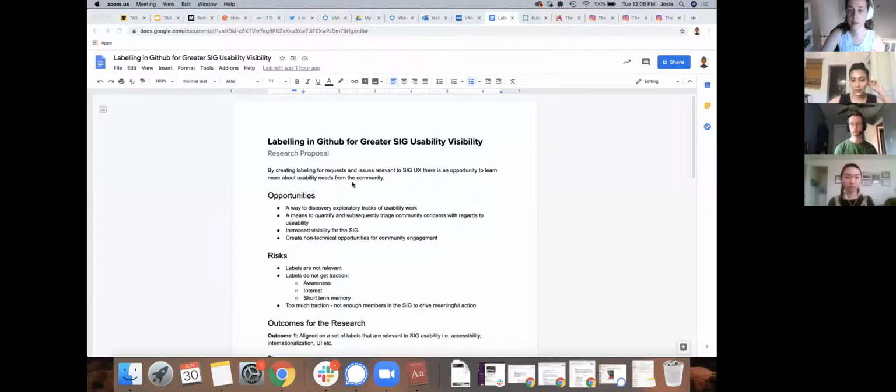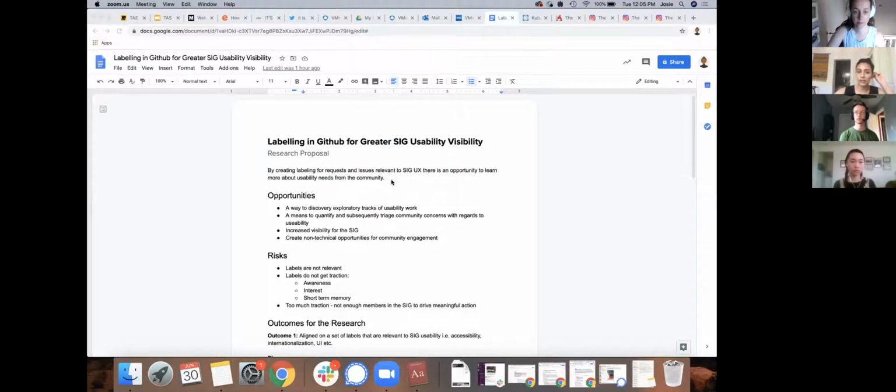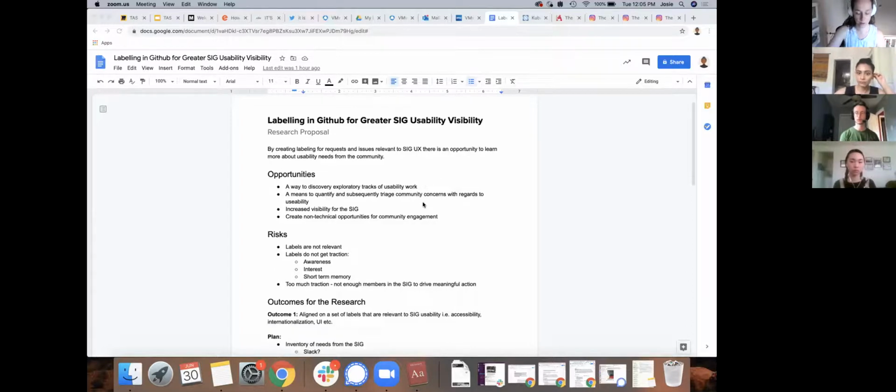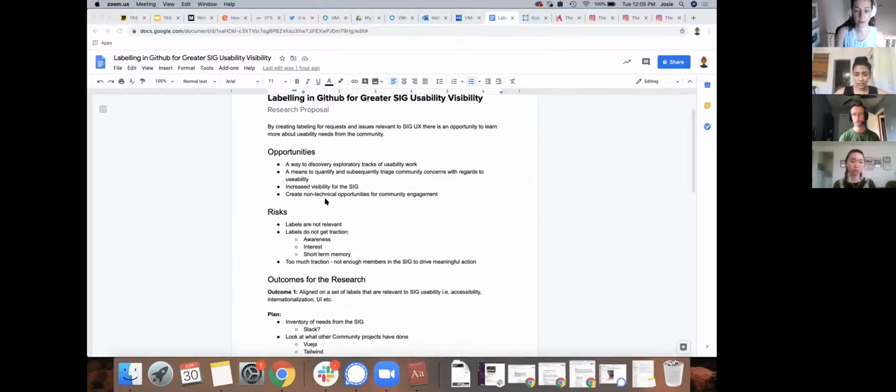The basic hypothesis is that by creating labels for requests and issues relevant to the SIG UX, there's an opportunity to learn about the usability needs from the community itself. For the SIG, it's an opportunity to discover exploratory tracks of usability work, a means to quantify and subsequently triage community concerns with regards to usability. It's an opportunity to increase visibility for our SIG and create non-technical opportunities for community engagement.